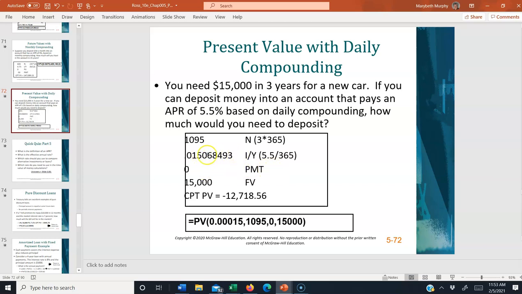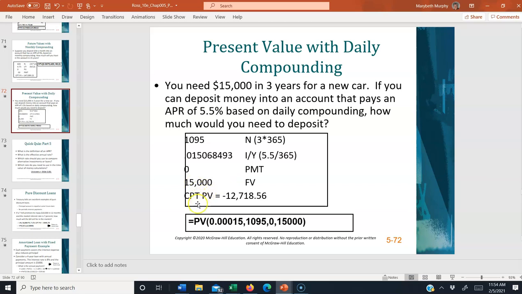In a case like that, if you just rounded that to 0.015, I would be fine with that. You don't have to go to that many decimal places. The payment is 0, and the future value has to be 15,000. That's what we need in that account.